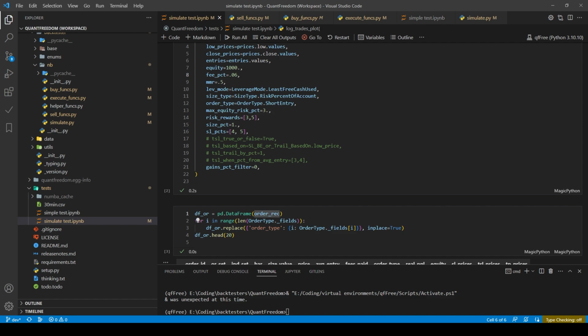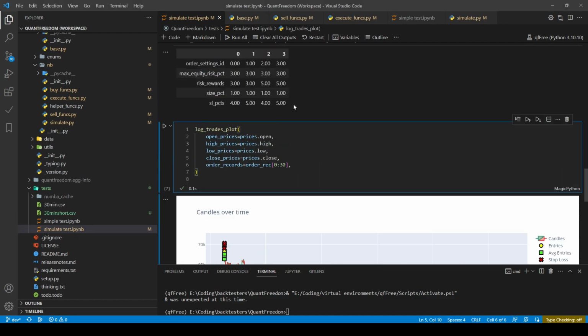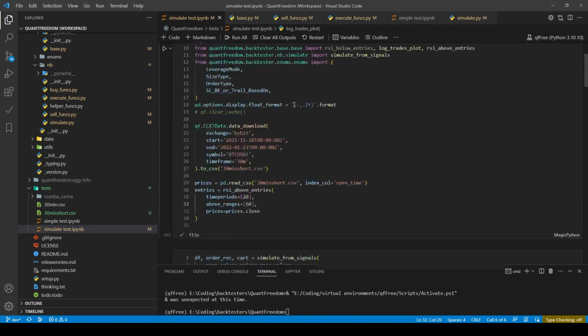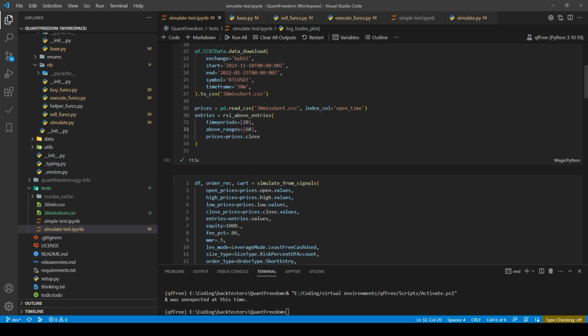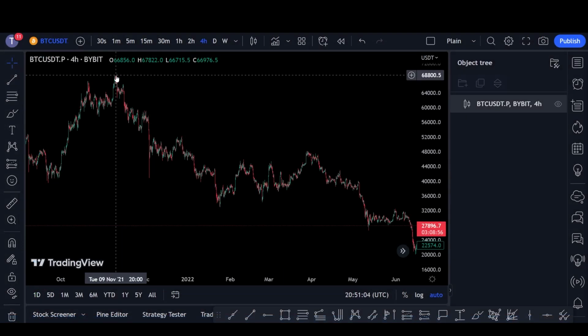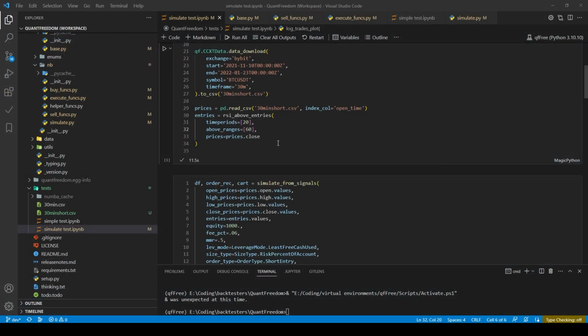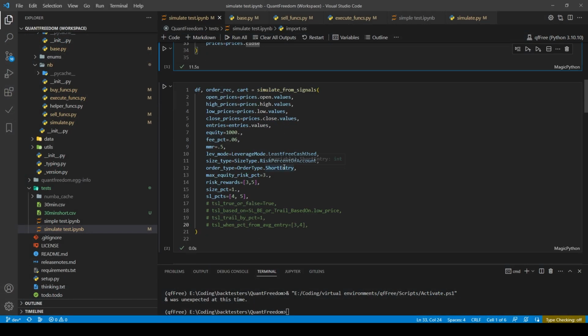Anyways. Alright, it looks like the shorting works. I had to create this RSI above entries. Downloaded the data from a certain section. I just went up here just to make sure I just grabbed from here to here. And so now we run it as a short entry. And here we're just doing this.